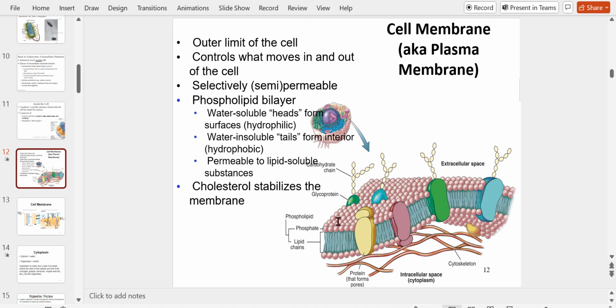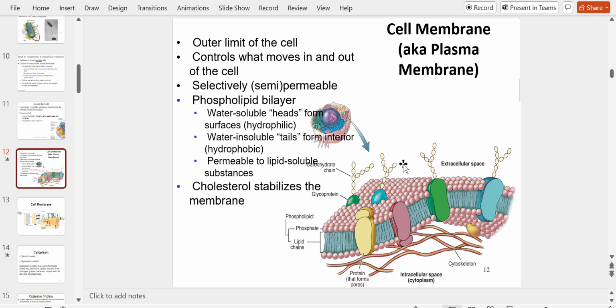The plasma membrane, as you can see here, remember those hydrophilic heads and hydrophobic tails. It's the outer limit of the cell itself and controls what moves in and out. Love this word, selectively permeable, meaning semi-permeable. Some things can get in easily. Smaller molecules, oxygen, carbon dioxide, sugars can pass freely through. But bigger molecules like proteins, no. They have to be carried in through proteins.